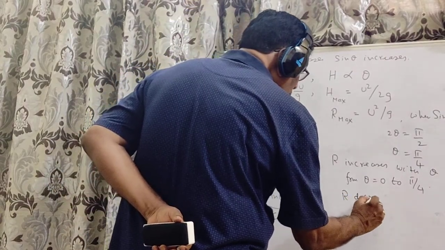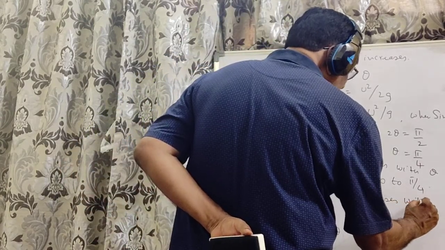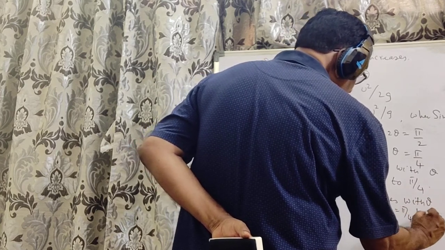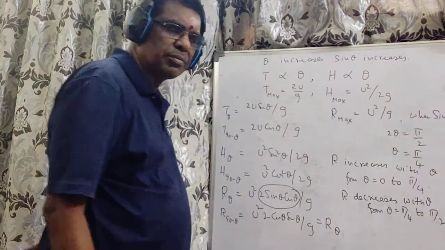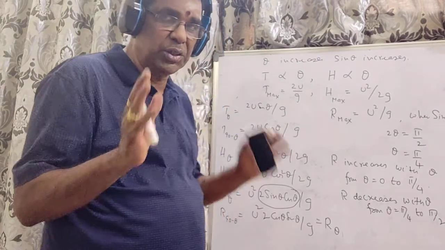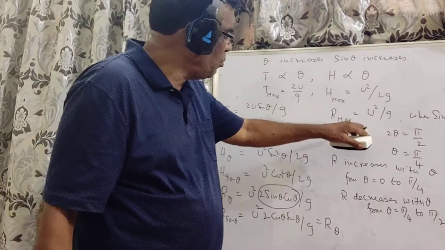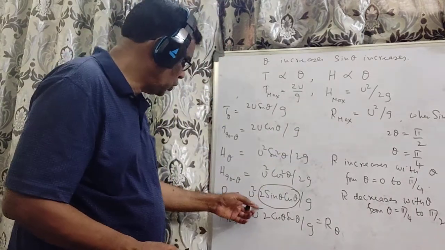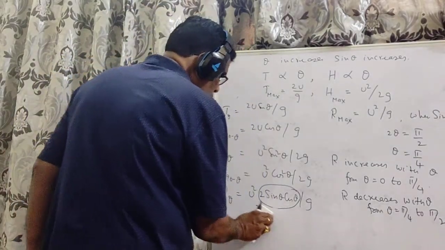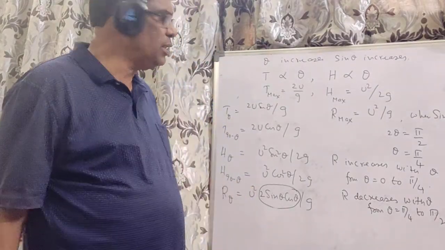Then R decreases with the theta from theta equal to pi by 4 to pi by 2. Now this is important. Till 45 degrees it goes on increasing, same module mind you. And from 45 onwards the value goes on decreasing. And for complementary angles, you have shown here the range is one and the same. You need not put two values here, R theta and R 90 minus theta are simply one and the same.